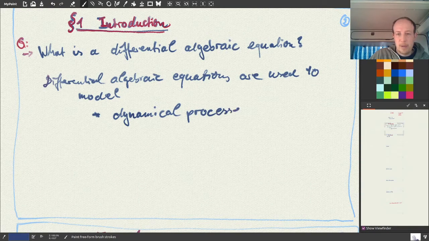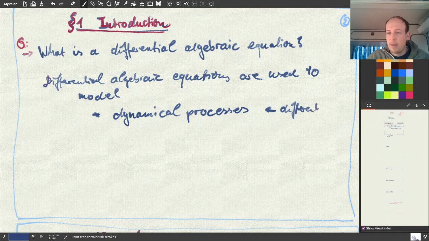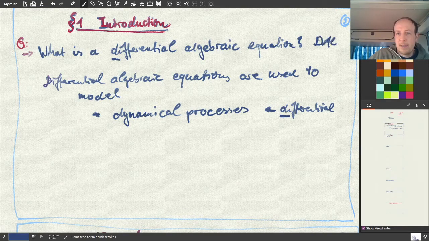processes. And maybe if you did modeling or ODEs, then typically if you have a dynamical process and you want to have a model for that, what you write down is an ODE, an ordinary differential equation. That's the differential part. So here the D, and differential algebraic equations we will abbreviate with DAE. So this is the D for the differential. Here's the dynamical process.